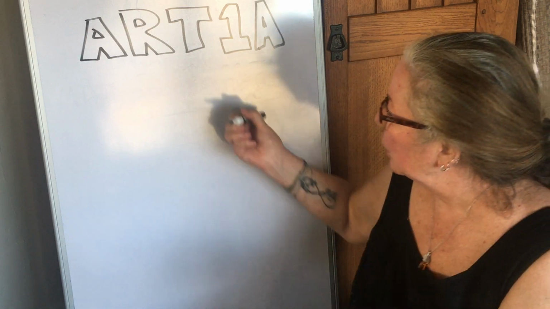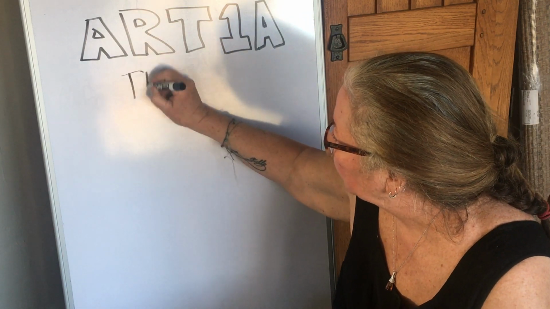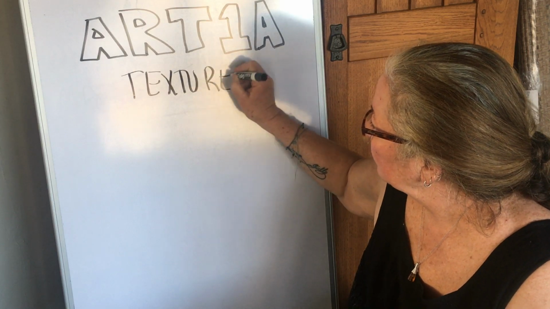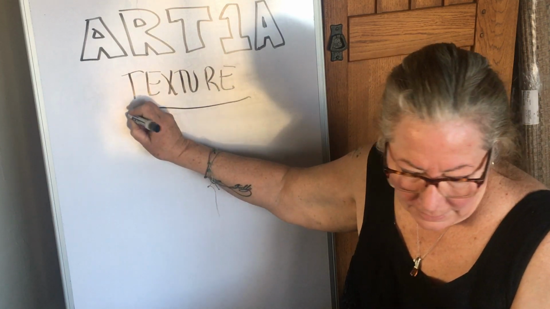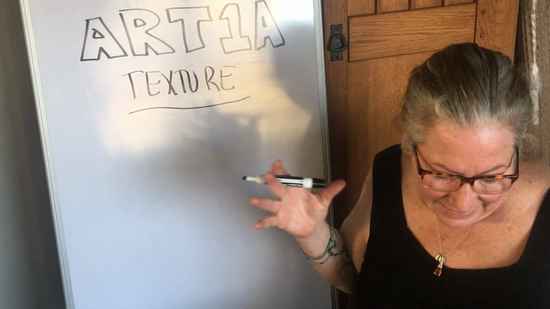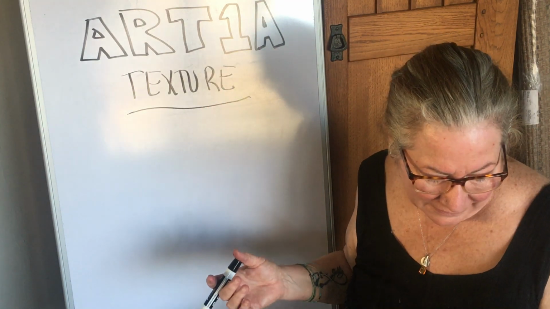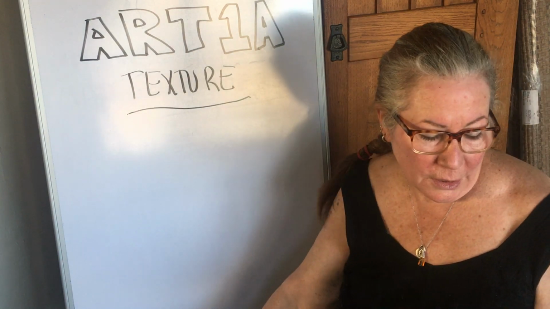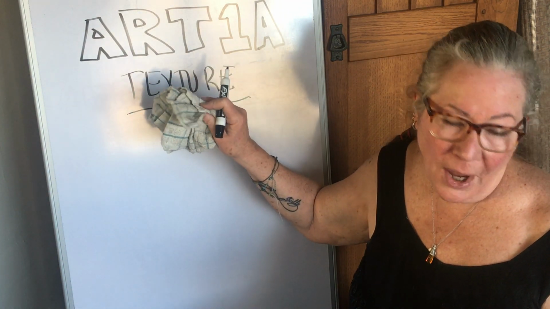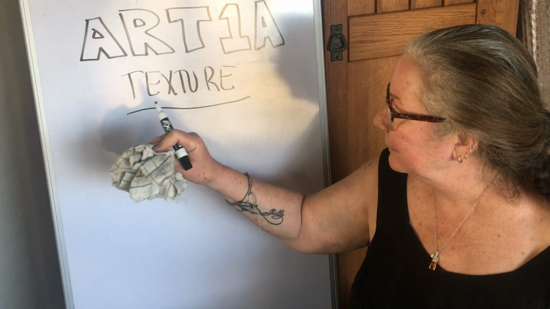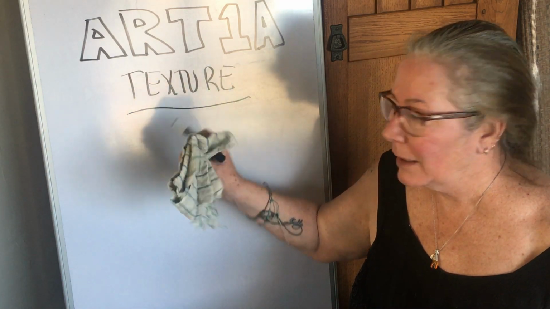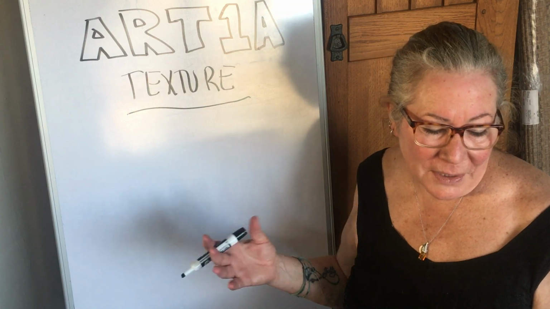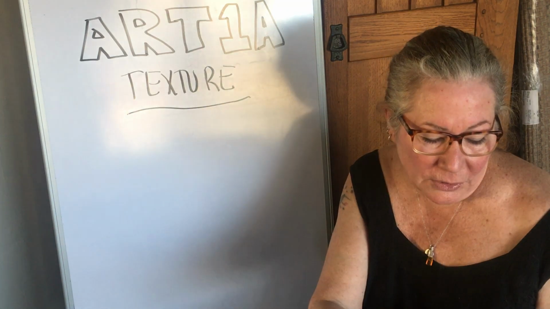So next word that we want to know about is texture. Texture, yep, it is the quality of a surface, okay? Is it smooth and shiny like this board, or is it rough, right? Like this towel that I'm using to wipe the board with, right? That's what texture means. Is it rough or is it silky?